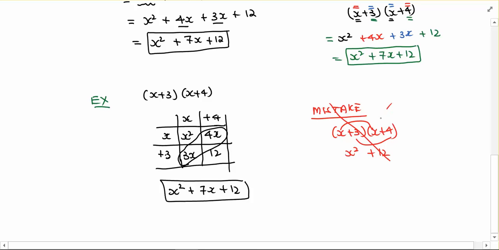So this is something you don't want to do, and certainly the box prevents you from doing that, because if you only did x times x, all you would have is this. If you did 3 times 4, all you would have would be that, and then these two boxes would be left blank, and you'd go, wait a minute, something's missing. So the box kind of helps you not make that mistake. So that's not a bad way to do it.